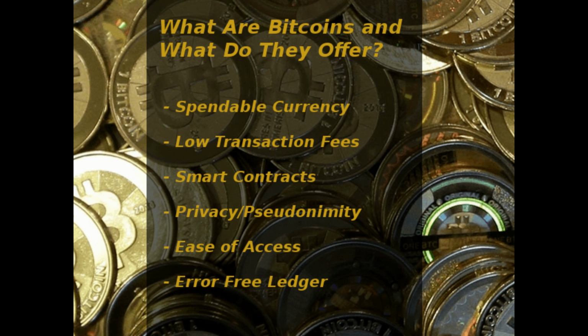So below that we have privacy and pseudonymity. It's kind of a mouthful there. But Bitcoins are very privacy-centric. They're a very private currency. A lot of people will tell you it's completely untraceable. That's a complete lie. The one thing about Bitcoins is that they offer pseudonymity rather than complete privacy.